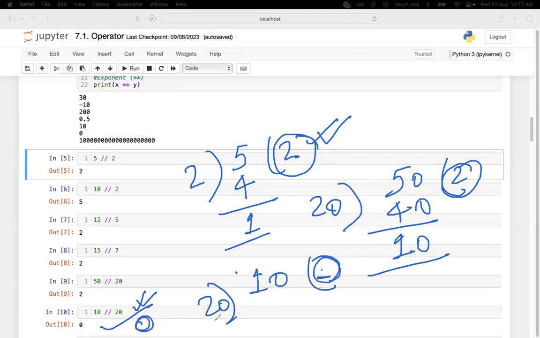Since we are not able to divide 10 by 20, you can divide it by putting a decimal point, but the floor division doesn't take the decimal into consideration. It only considers the integral value, right? That's why I'm getting this. Hope you guys understand this.